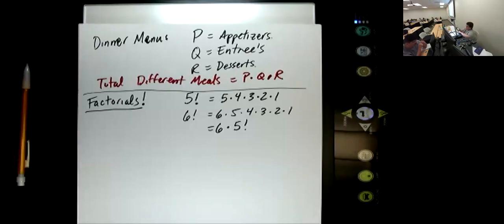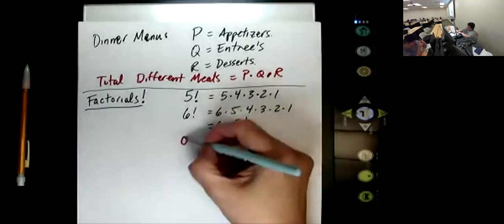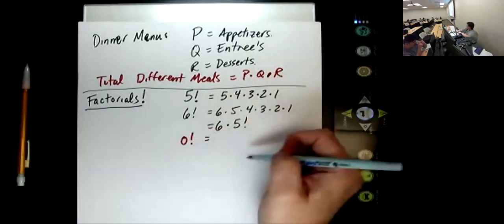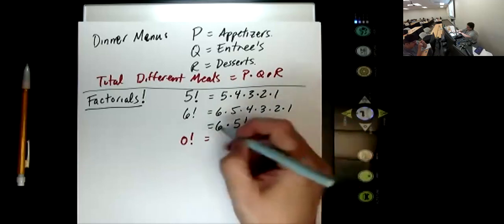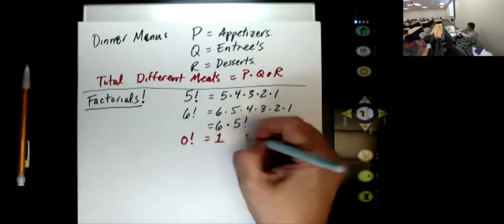The only difference is 0 factorial. With 0 factorial, I can't count downwards to 1. 0 factorial equals 1. It's defined this way.